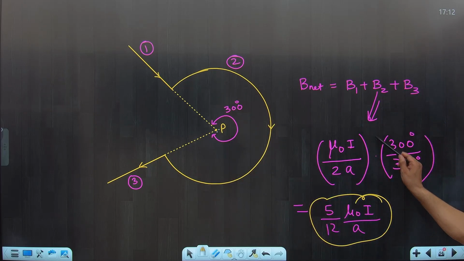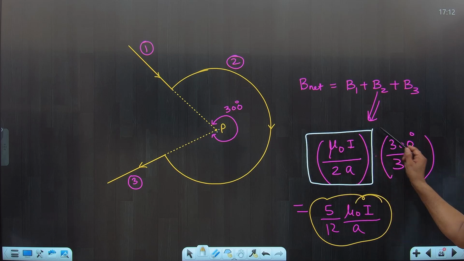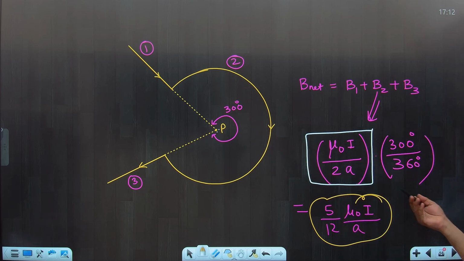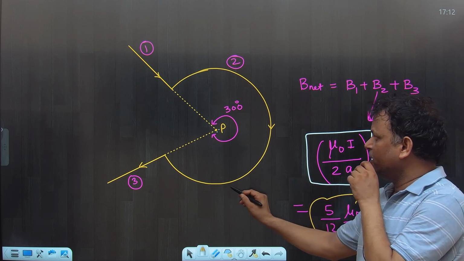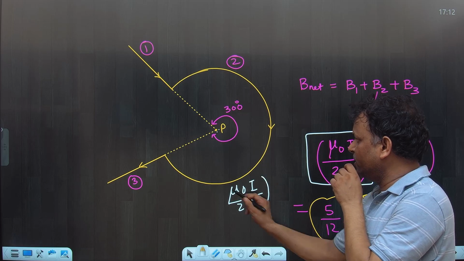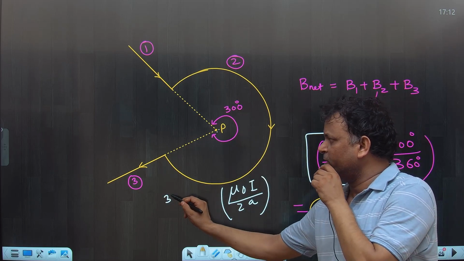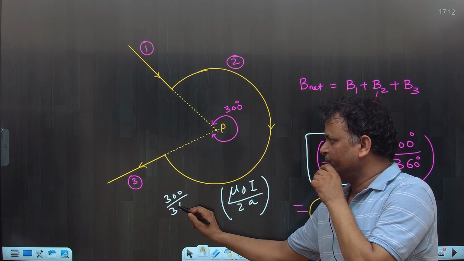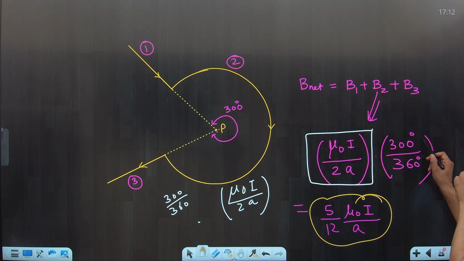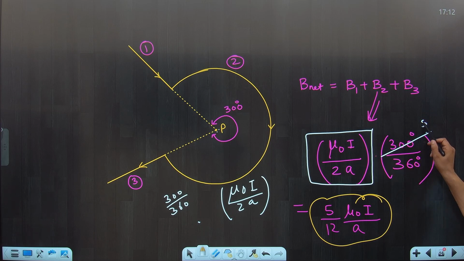The magnetic field due to the circular part is mu naught I by 2a, and this 300 is 300 by 360. What fraction is the circle? You should write the complete magnetic field mu naught I by 2a into the fraction of the circle. This 300 is which fraction? 300 by 360, this fraction. So you will write this is 5 by 6. So your answer will be this much, right?